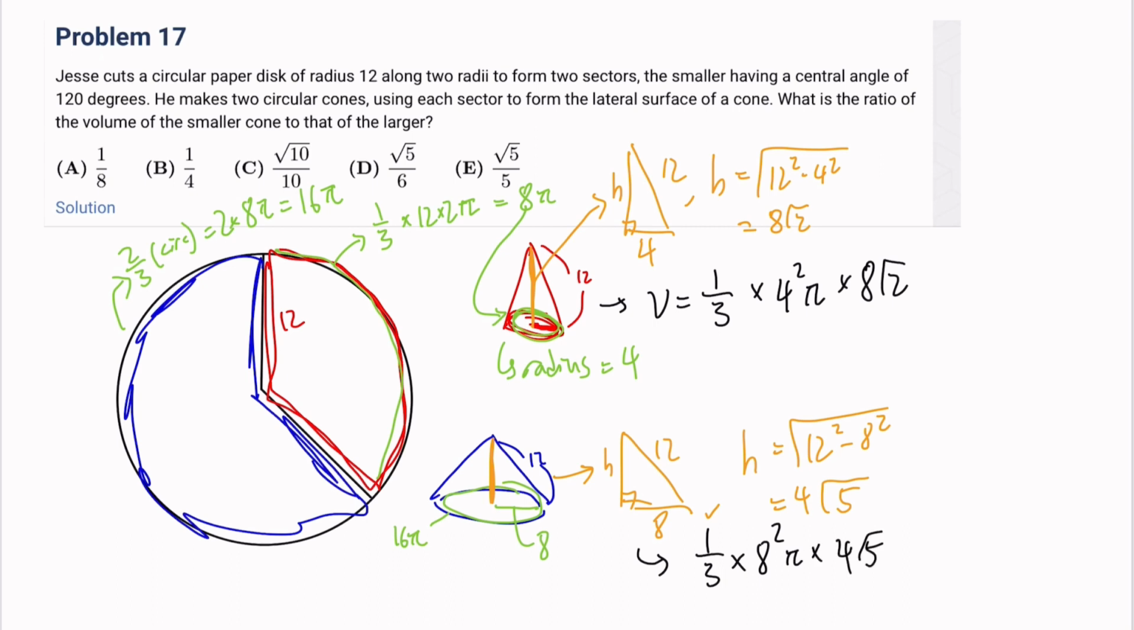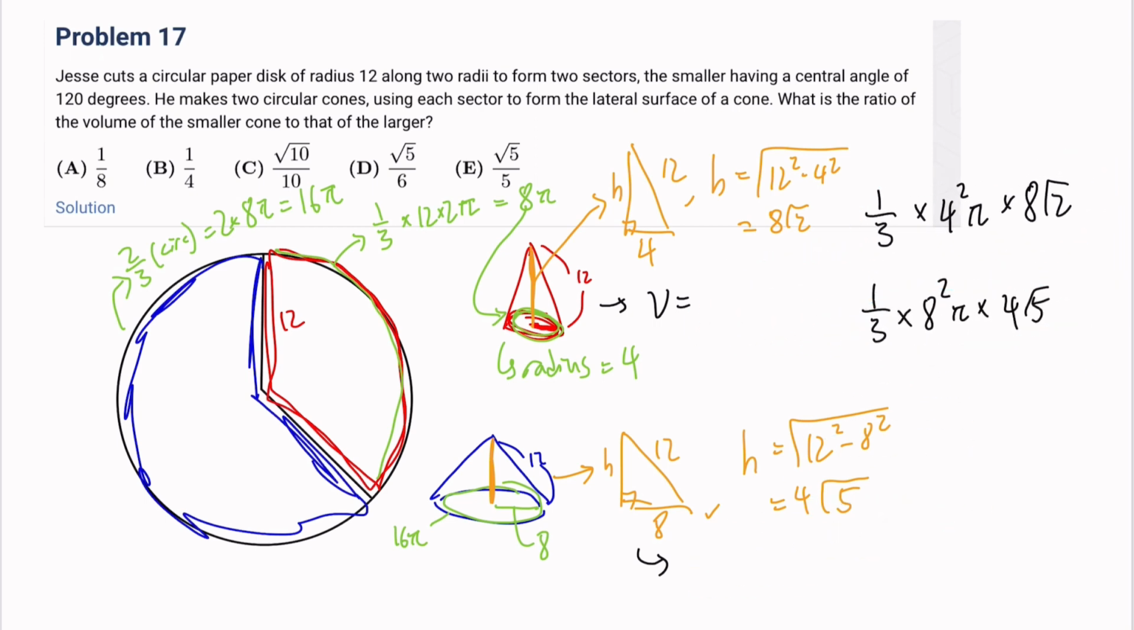Right, and so what we need to get is the ratio of the volume of the smaller cone to that of the larger, so we need to compare these two. I'll put them here, that over this, and obviously the 1/3 cancels, pi cancels, 4 squared and 8 squared cancel, leaving 4 behind, and the 8 and 4 cancel.